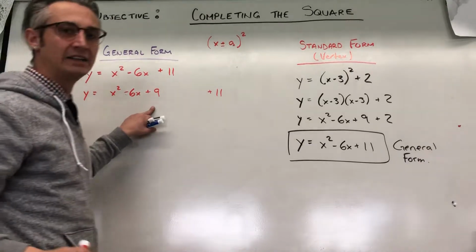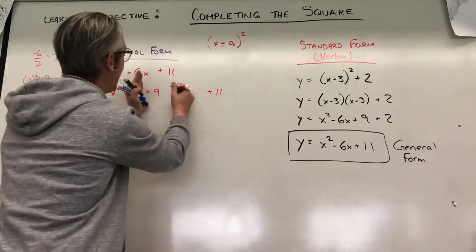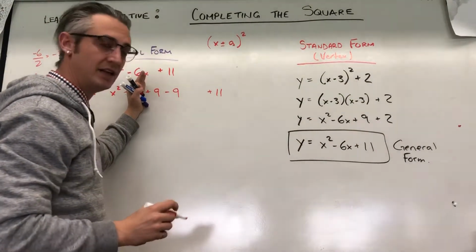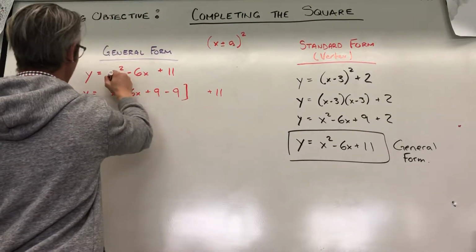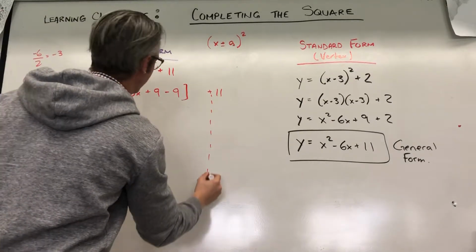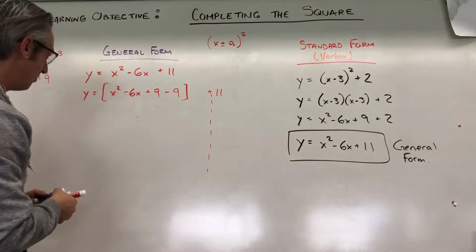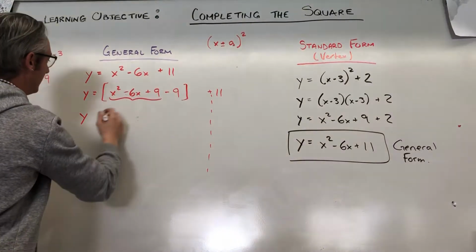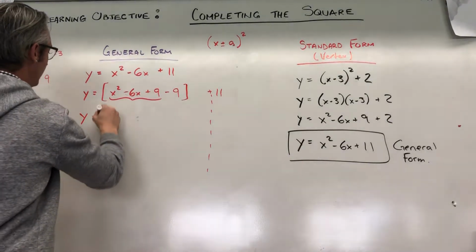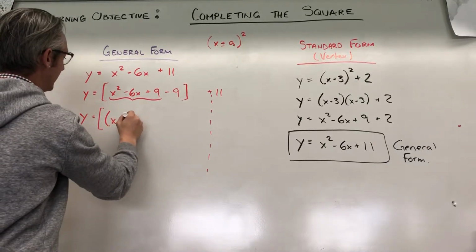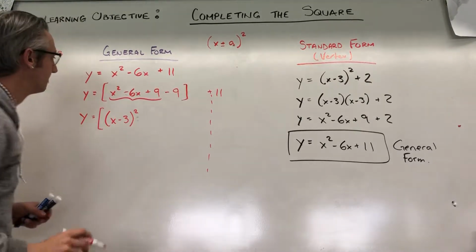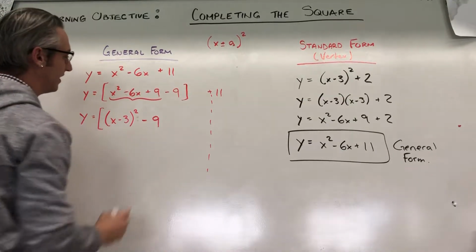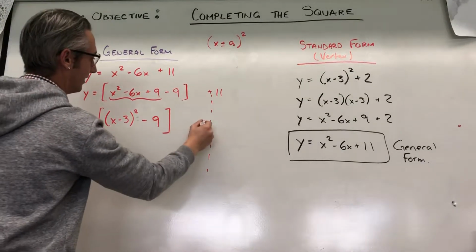But I can't just add a 9 out of nowhere. So I'm going to add a 0, and I do it kind of cheekily like this by adding plus 9 and negative 9. Now this can all stay in here, and we'll keep the 11 out here still. Now I say, okay, what is this part here in its perfect square form? Well, that part there is the same as x minus 3 squared. And then I have to add on the negative 9 that's left over there, okay? Plus 11.